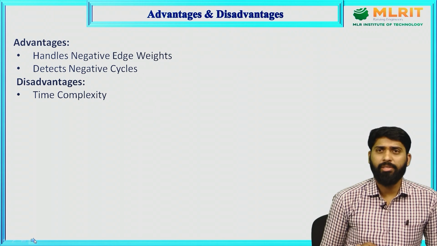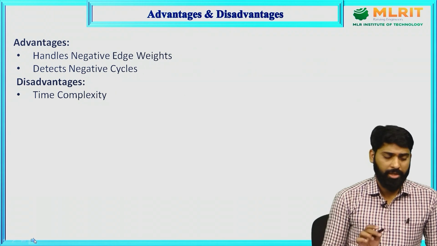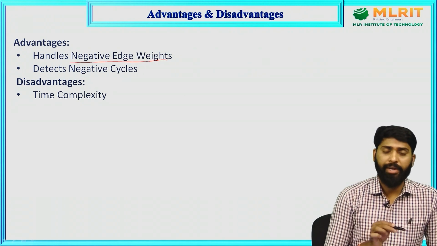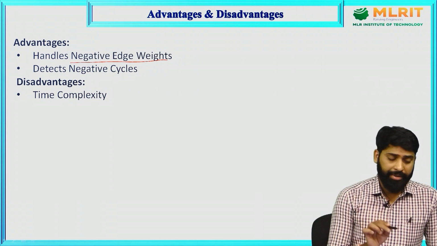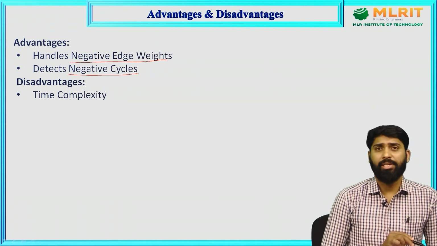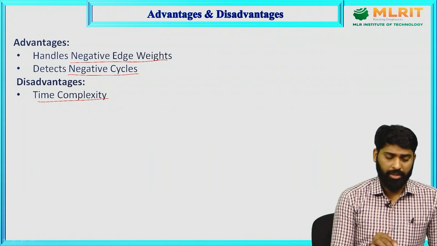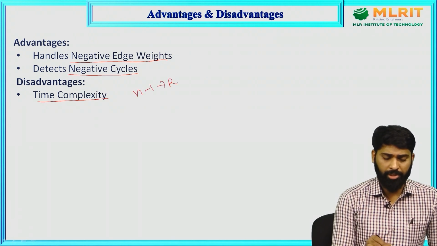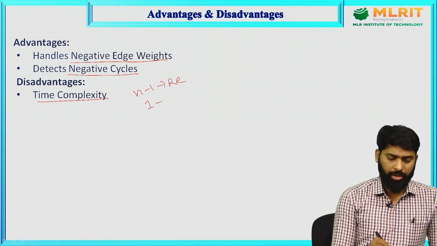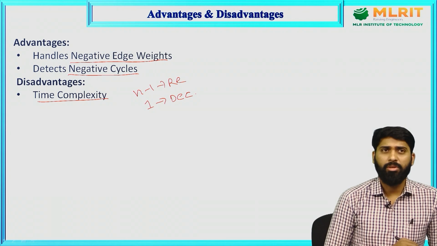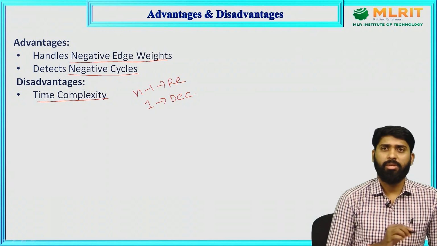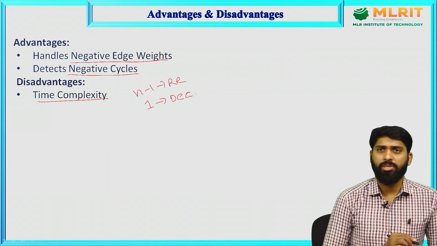Advantages and disadvantages. The advantage is that it handles negative edge weights and it detects negative cycles. The disadvantage is time complexity. Why? Because of n minus 1 times relaxation and another one time for detecting cycles. So the time complexity is high when compared to Dijkstra's algorithm.